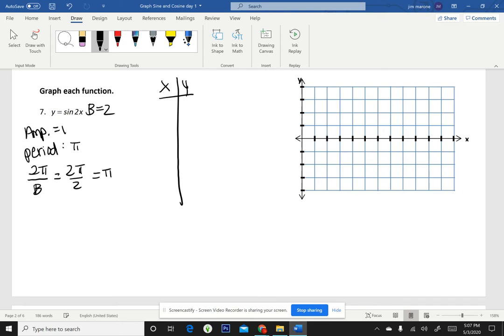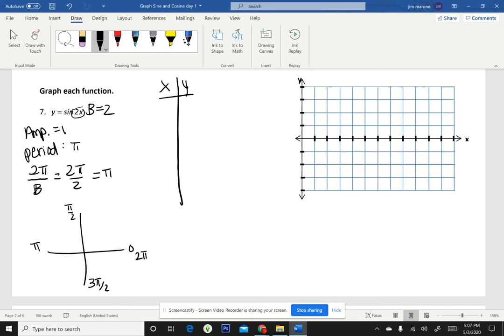And we're going to get out y. So what we're going to do is choose values of x that I can put in that, once I multiply by that b, will give me something on the unit circle. The easiest things I think of on the unit circle are 0, pi over 2, pi, 3 pi over 2, and 2 pi.